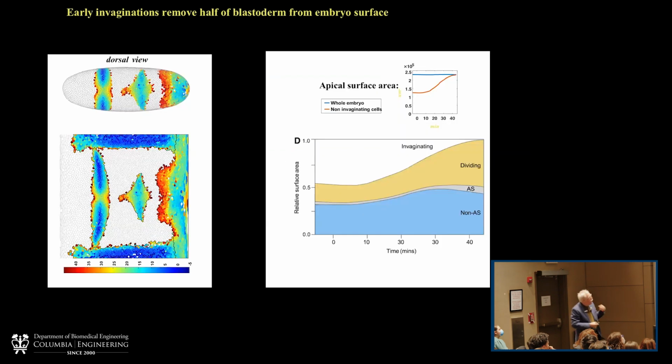Okay. So one of the things that we can do is, as you've seen these cells moving in the ventral furrow, these mesodermal cells moving into the interior of the embryo, you can track all the cells in the blastoderm and ask how many of the cells are internalized, and when are they internalized? There's a heat map with respect to time.